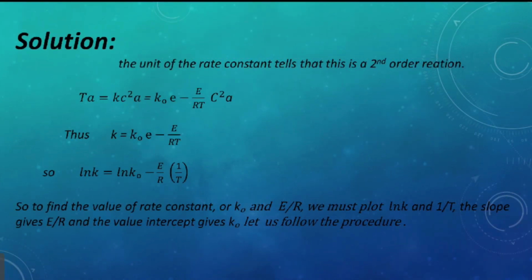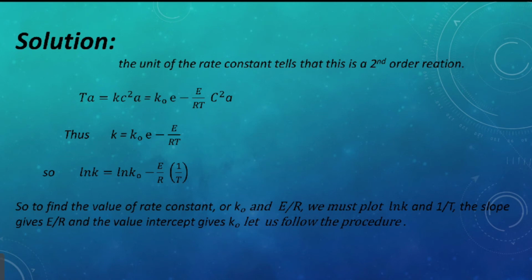Solution: first of all, the unit of the rate constant tells us that this is a second order reaction. First of all, the rate is equal to K C squared. K follows the Arrhenius equation. We know the Arrhenius equation K equals A e to the power minus E upon RT. Then we take ln of both sides and get ln K equal to ln K naught minus E upon R into 1 upon T.